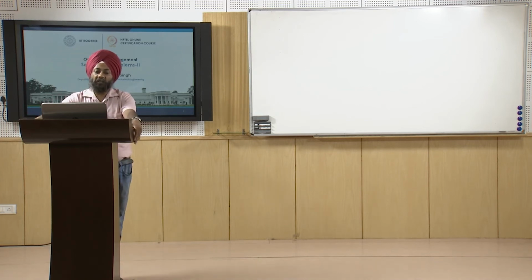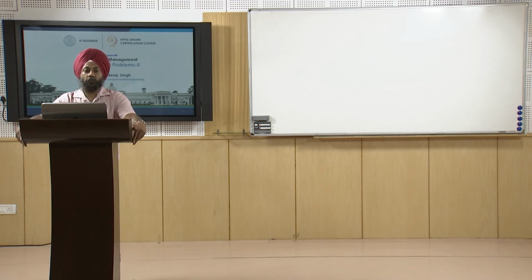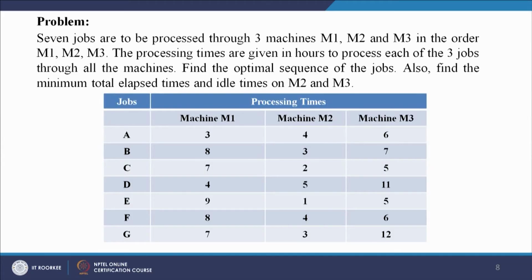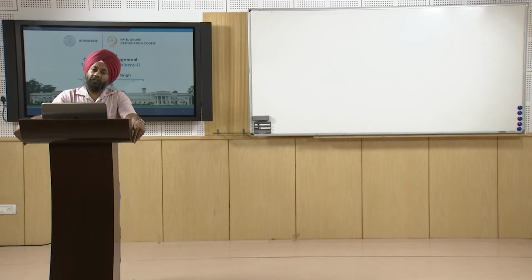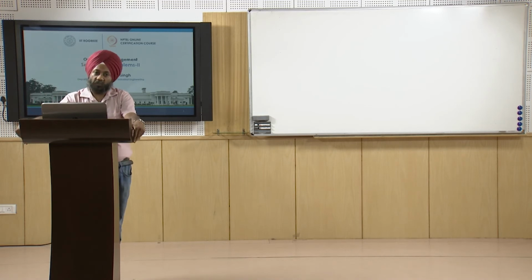So these are the tie breaking rules, and we will now try to solve one problem in today's session, and here we will try to see how we can convert a problem from n number of jobs with 3 machines to n number of jobs with 2 machines, and then solve the problem using Johnson's algorithm.